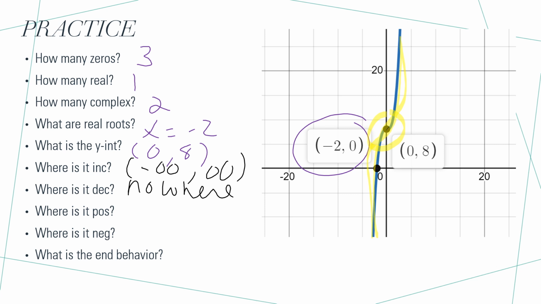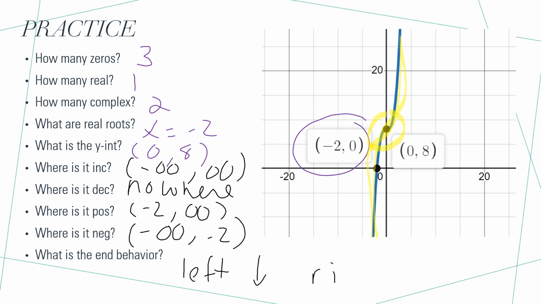Where is it positive? Well, it's positive beginning at x equals -2 and going to infinity. Where is it negative? Well, from -infinity up to the -2. And the end behaviors, the left is pointing down and the right is pointing up. So sorry again for not having the actual function up there, but I'm not re-recording a 41-minute video. All right, so that's that.